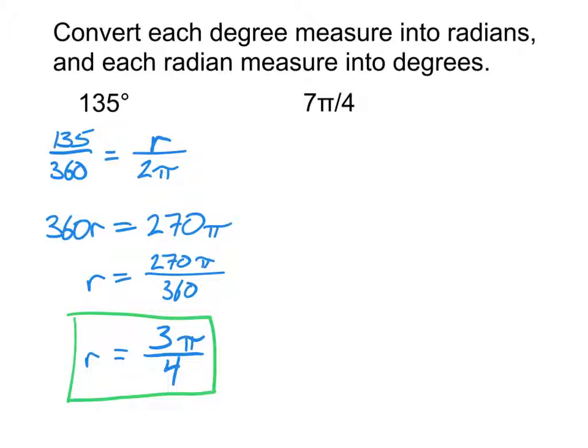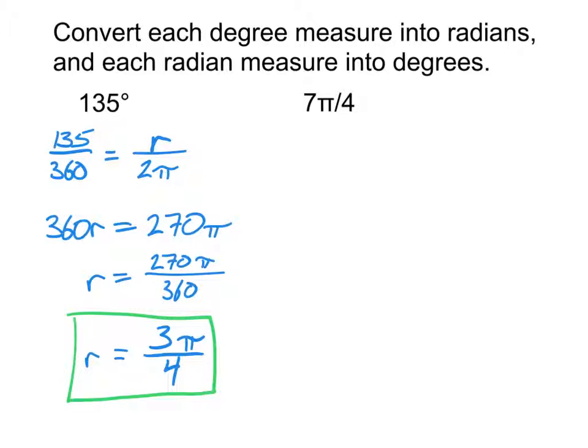Which means that in my unit circle, if you have gone around 135 degrees, you have actually gone around the outside of that circle 3 pi over 4 units. Now, if you actually wanted to know what that was as a decimal, you can calculate it. But again, we do like to keep these things in exact form whenever possible.